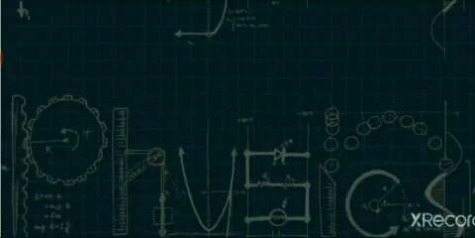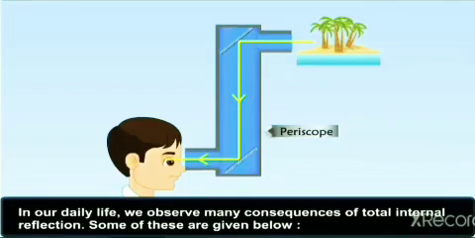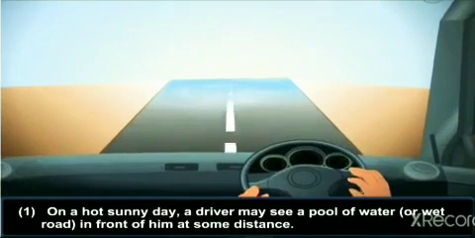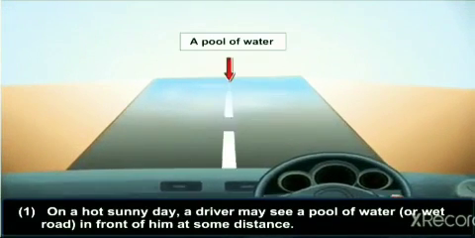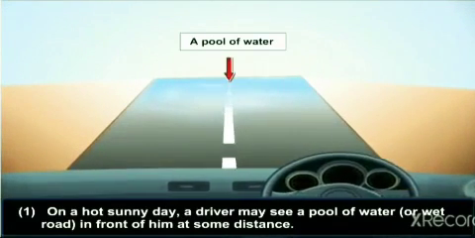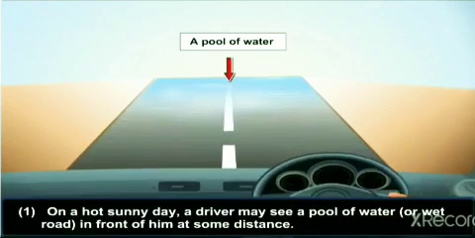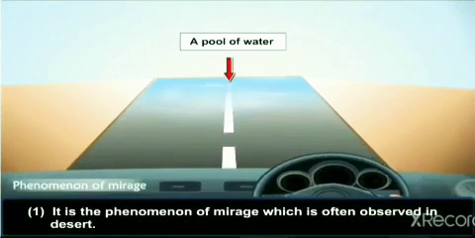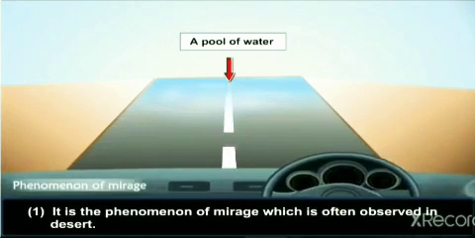Some consequences of total internal reflection. In our daily life, we observe many consequences of total internal reflection. Some of these are given below. 1. On a hot sunny day, a driver may see a pool of water or wet road in front of him at some distance. It is the phenomenon of mirage, which is often observed in deserts.